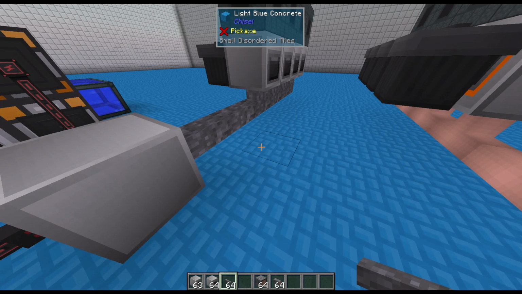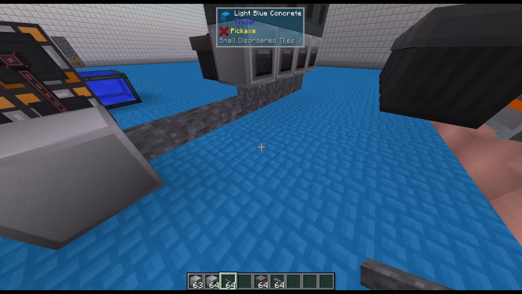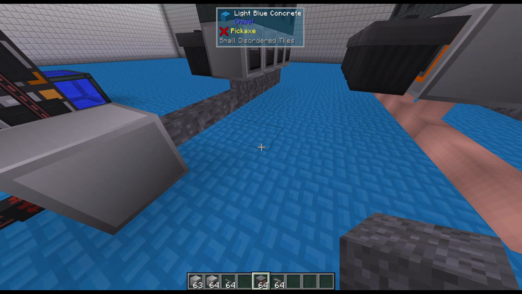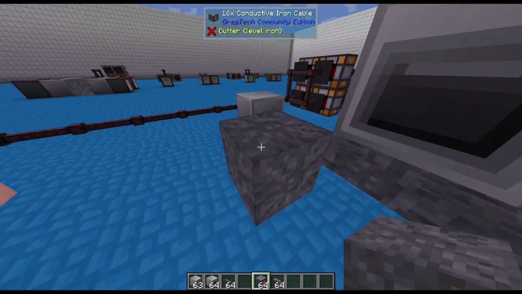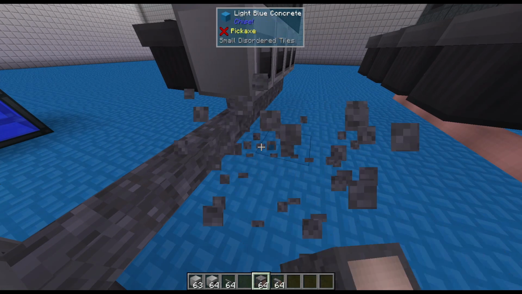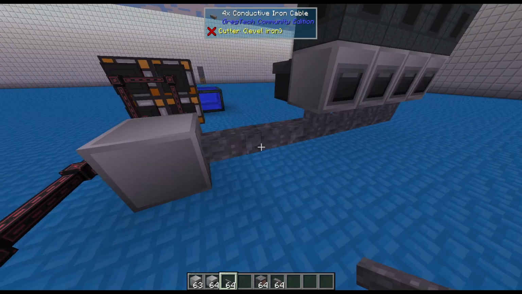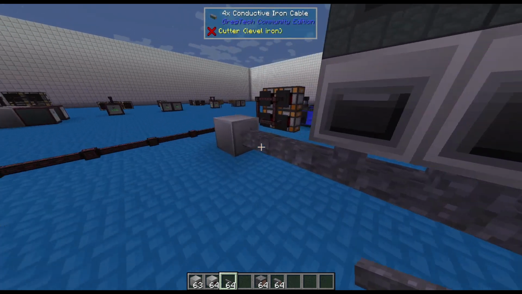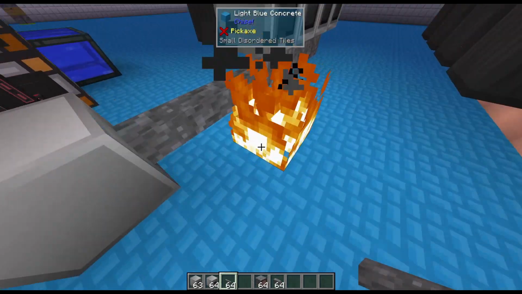Oh, and by the way, if you don't want accidents in your base, don't mix cables. If you put a bigger cable over a smaller cable like this, nothing bad will happen, but this is useless. This is a waste of resources. But if you use a smaller cable, a cable that does not have enough amperage compared to the network that we already have, then this happens. And this is bad. Don't want that.